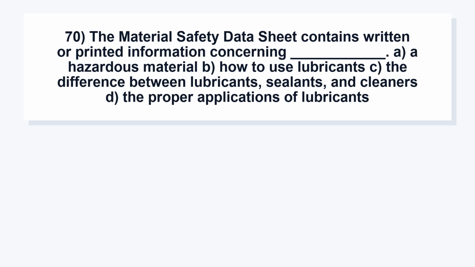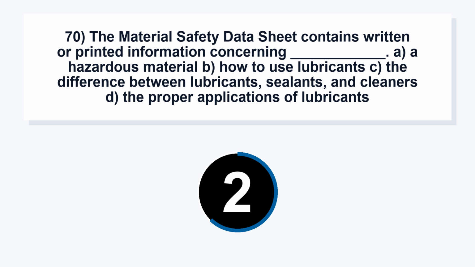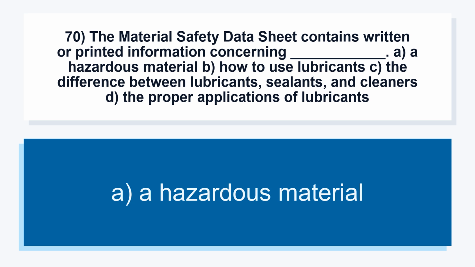70. The material safety data sheet contains written or printed information concerning blank. A. A hazardous material. B. How to use lubricants. C. The difference between lubricants, sealants, and cleaners. D. The proper applications of lubricants. A. A hazardous material.